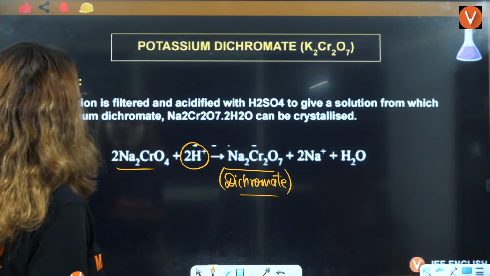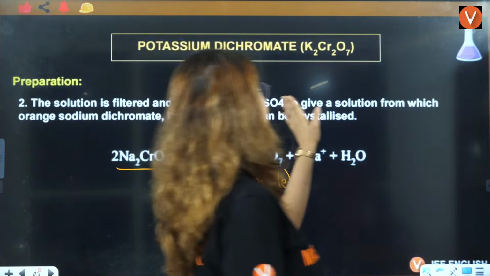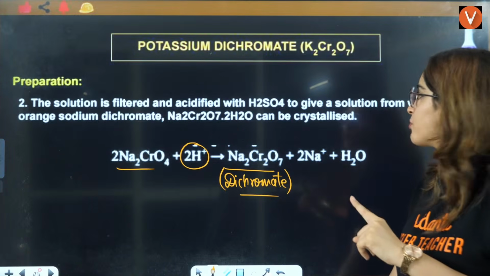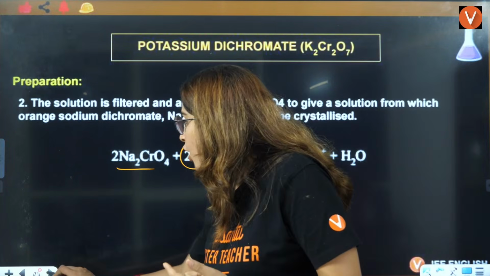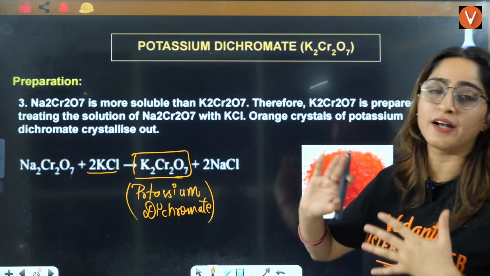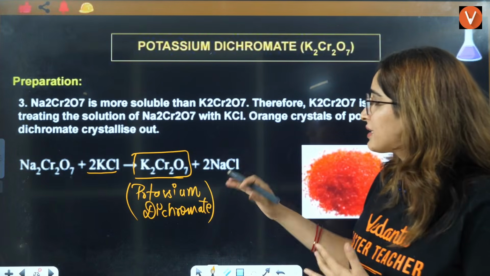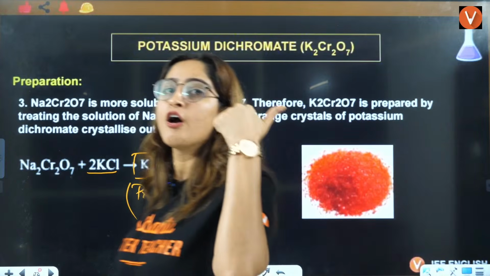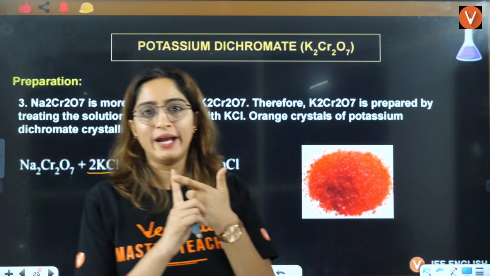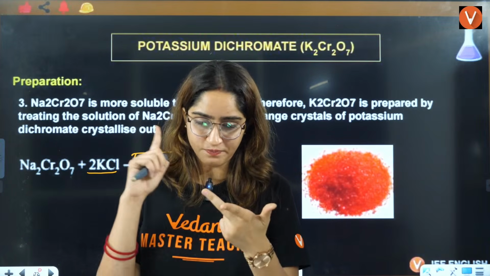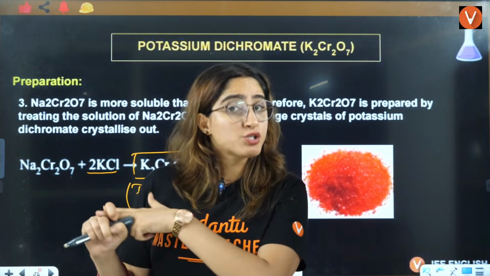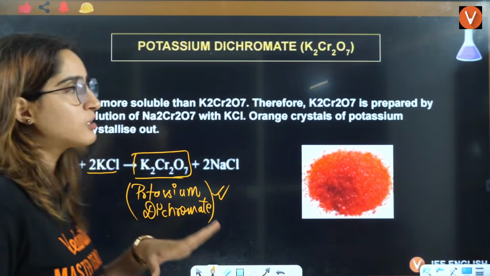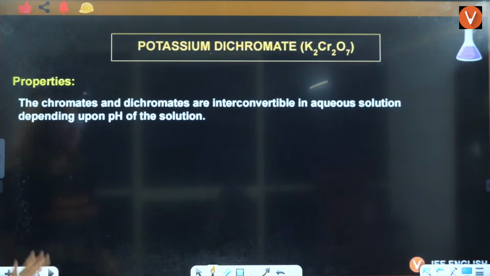So now let's see this. The solution is filtered and acidified with H2SO4 to give a solution from which orange sodium dichromate is formed. Now from here we crystallize it, we added KCl there to replace sodium with potassium, and you have the formation of potassium dichromate. Okay, so what we did: from chromite ore to chromate ion to sodium dichromate, then we converted it into potassium dichromate. So these are the 4 steps that we discussed here, right?